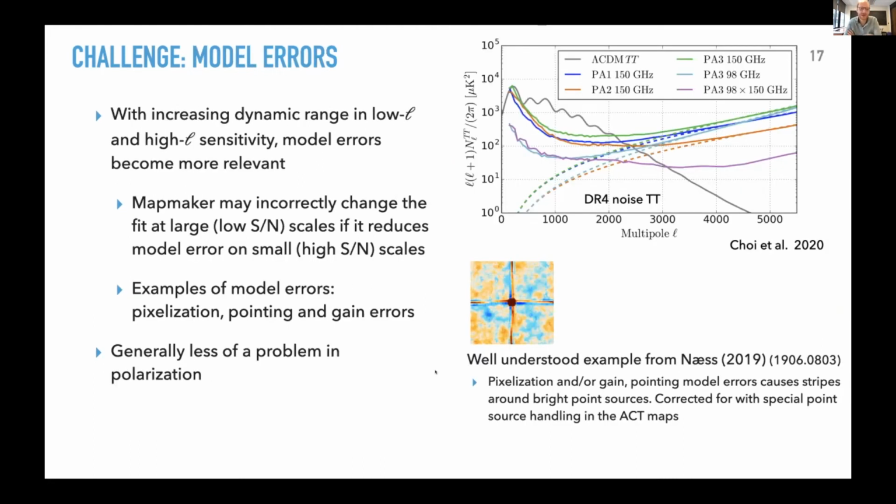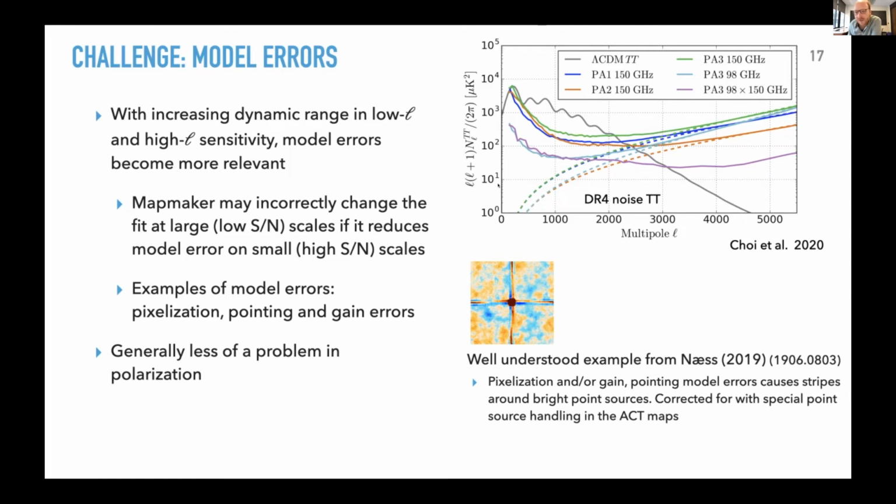Then one other challenge, which is perhaps a bit vague, is what I call model errors. Let me try to give some context for this. Here on the top right side, you see noise spectra for the DR4 data release for the different arrays and the cross correlation between the arrays. The point is that at low L, as I said, due to the atmosphere, there's a lot more noise than at high L. So there's a quite large dynamic range between low L and high L noise.